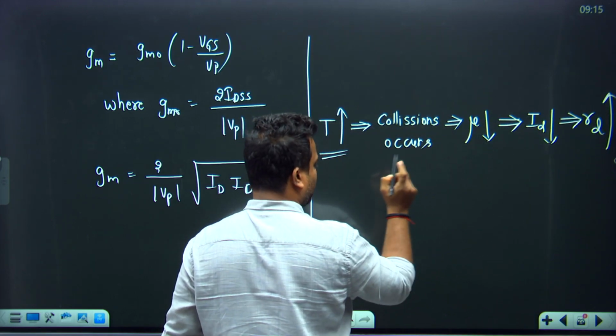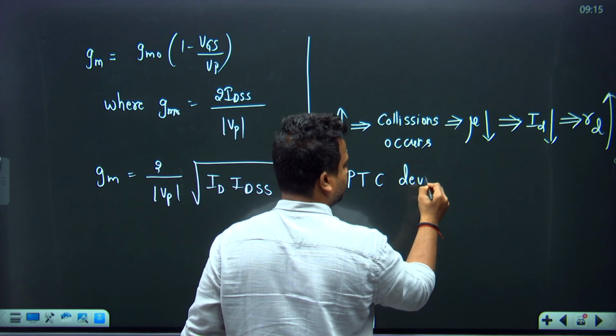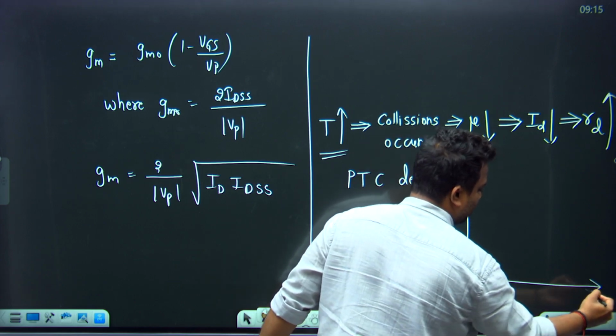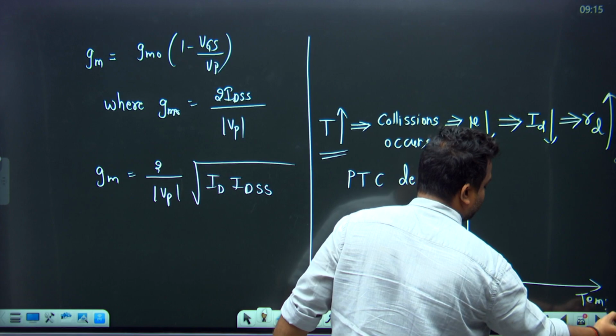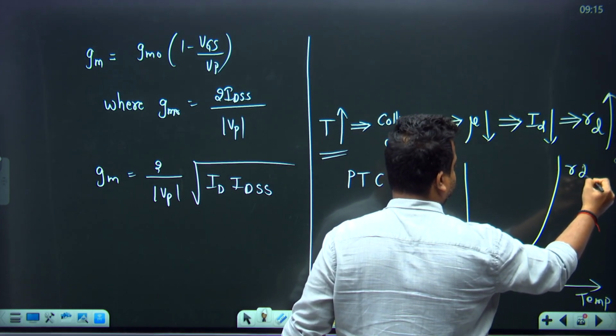Now let us see here, as temperature increases, drain resistance increases. That's why FET is a PTC device. Okay, if you take a pictorial representation, as temperature increases, definitely drain resistance increases guys.